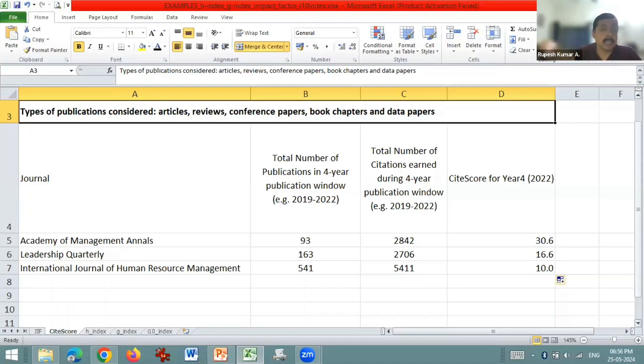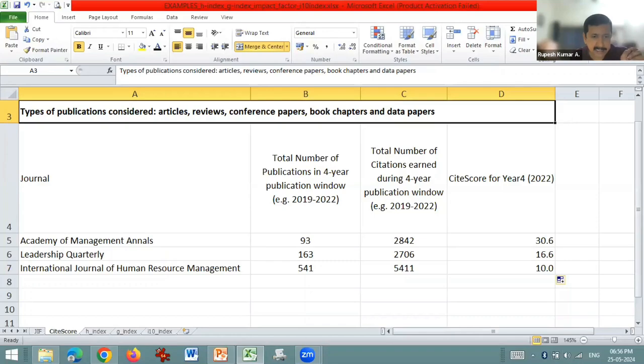Now let's come to H5 index also. I will show you in Google Scholar live. H5 index is the H index of a journal for the articles published by it in the previous 5 years. The number 5 stands for previous 5 years. H stands for the H index. Although H index is an author level metric, used only for authors, Google Scholar has modified it and started using it for journals, calling it H5 index, taking the data of previous 5 years.